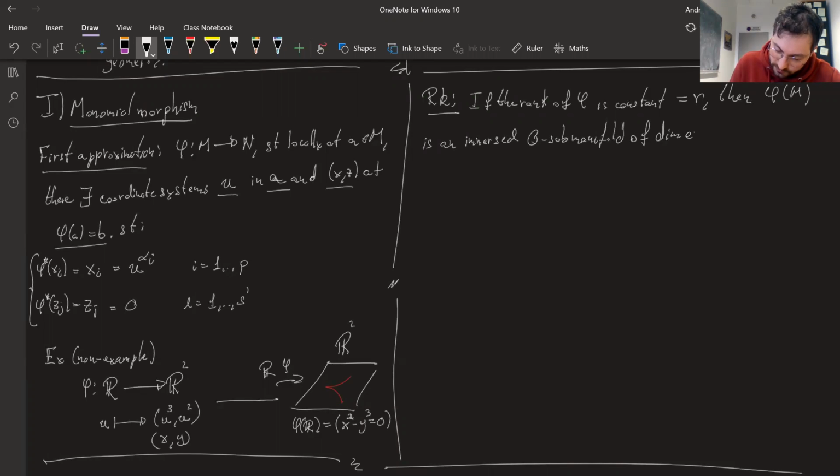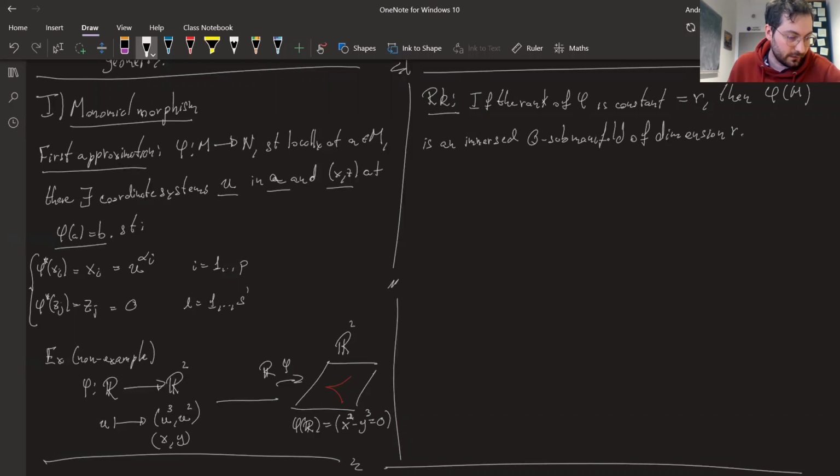Of dimension R. So this is what is happening as this morph is outside of 0. Outside of 0, the morph is of rank 1, and therefore it is contained in some analytic submanifold, algebraic submanifold of dimension 1. So it's going to be interesting for us.